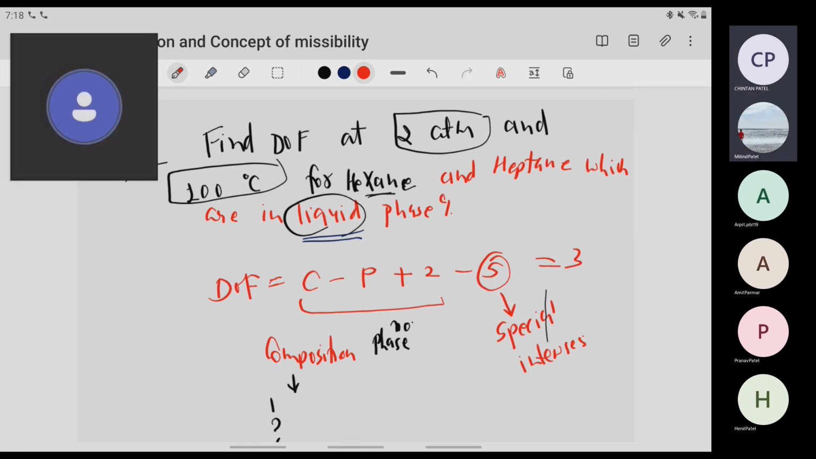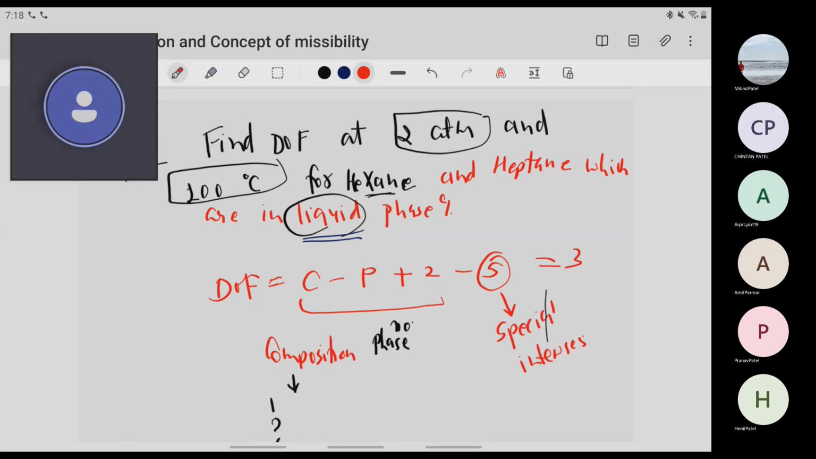Boiling point? Why is boiling point required? It's already in liquid phase, so I can say 100 degrees Celsius is the temperature above the boiling point. I do not require boiling point to define this. What information do I get? Just think, what is the difference when we have hexane and heptane and when we have water? Only water versus hexane plus heptane.